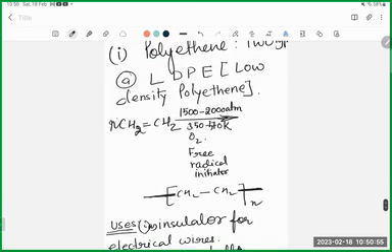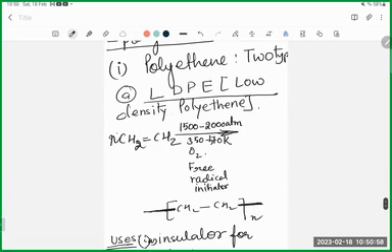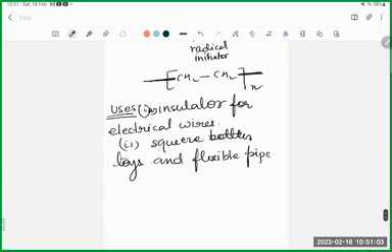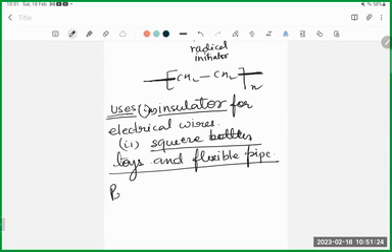I forgot to discuss the properties of these polythenes. They are very soft and flexible. That's the reason for their uses: squeeze bottles, toys and flexible pipes, because they are unreactive and very flexible in nature. And one more thing, they are poor conductors. That is why we use them as insulators. Can I write down the properties in a word? Hrudaya, can you hear me?